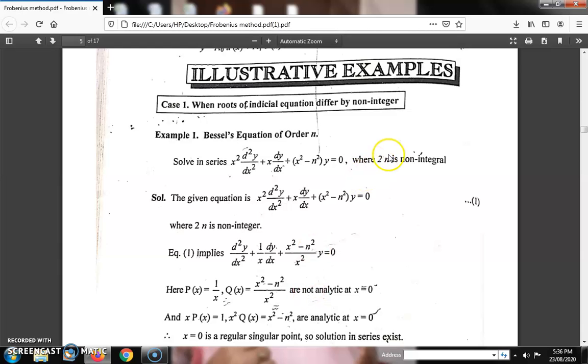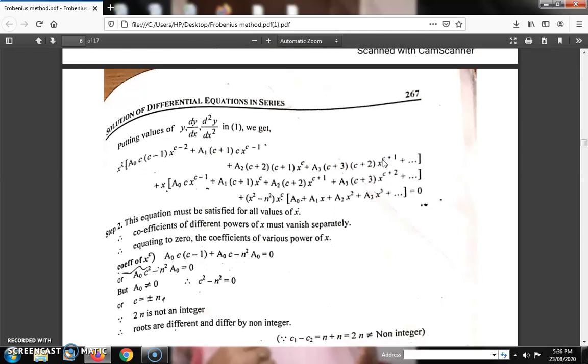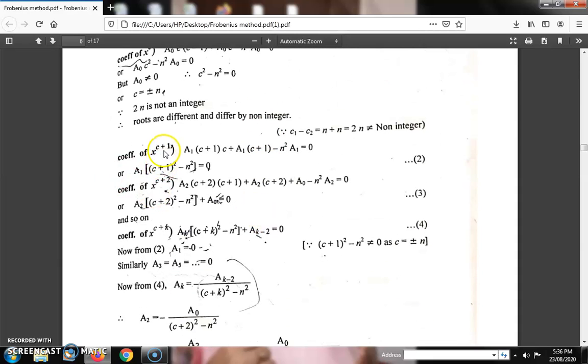So 2n is given as non-integer here. I will tell you later why, because we are doing case 1, in which we have two values of c and they differ by a non-integer. So the roots are different and differ by a non-integer, so it becomes case 1. Similarly, you will compare the coefficients of x^(c+1), x^(c+2), and so on, up to x^(c+k). Now from the second, you will get a1 equal to 0.